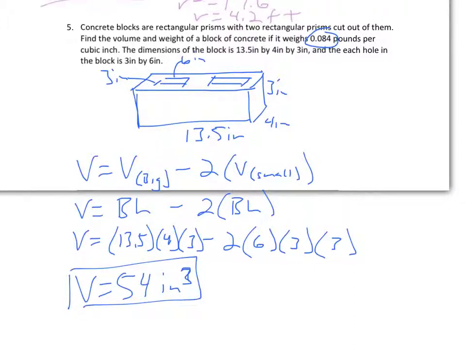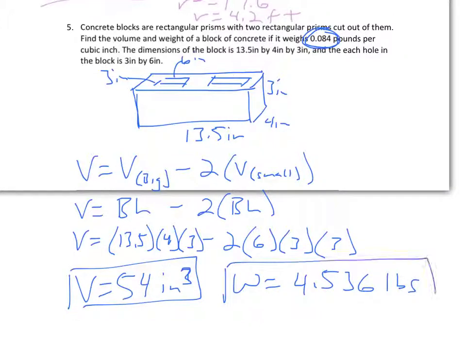Now with that, we've got 54 cubic inches, and it's 0.084 pounds per cubic inch, so the weight is going to be 0.084 times 54, which is 4.536 pounds per block. Okay, and that's all we got to do for volume of prisms and cylinders.